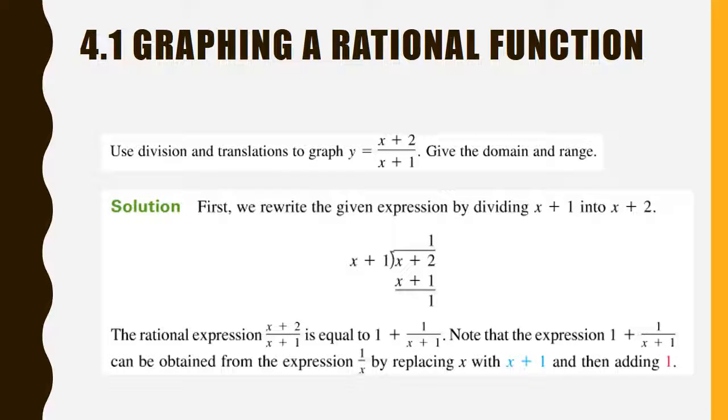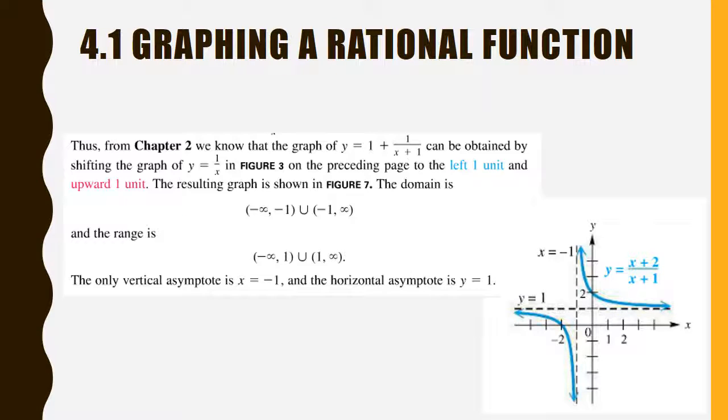Okay, so we're rewriting it. We divide x plus 1 into x plus 2, and we get 1 with a remainder of 1. So we have 1 plus 1 over x plus 1. What that means, if you're thinking about your transformations, is that we are shifting this graph of 1 over x to the left 1, and it's also going to shift up 1. Here we go.